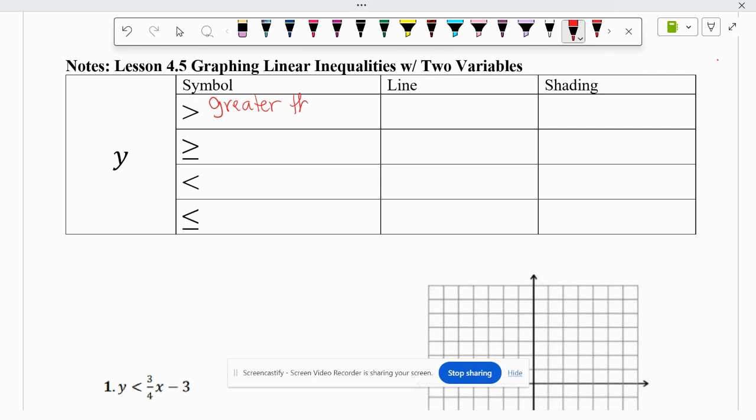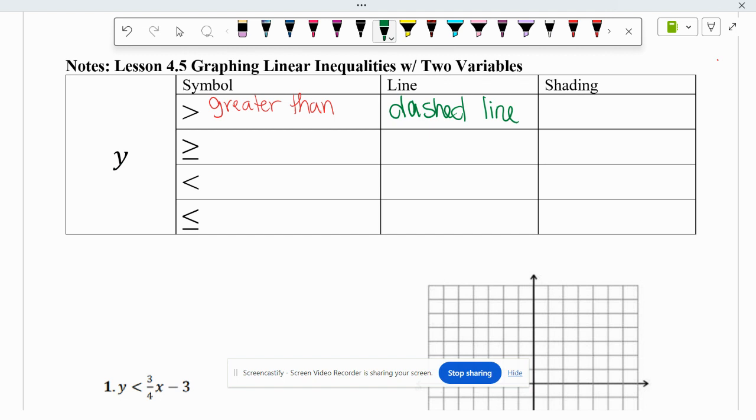So the greater than symbol is going to produce a dashed line. It says y is greater than everything else. Y is the vertical, up and down axis. If you think about shading, I have this line and it's a dashed line, and it says y is greater than everything that this line represents.